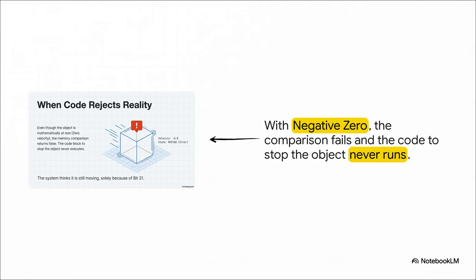And this is the result. The code literally rejects reality. Even though the object is mathematically at a dead stop, that memory comparison says, nope, they're not the same. So the code that's supposed to stop the object's physics calculations just never runs. The object is now stuck in this phantom moving state, maybe forever.